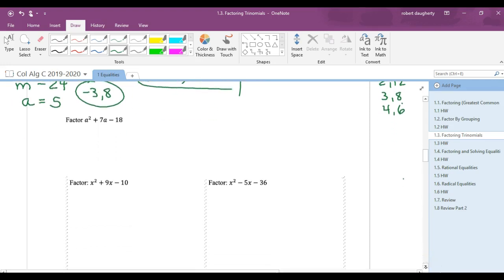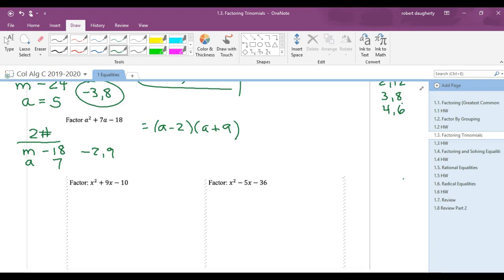Here, I need two numbers that multiply to give me what? Negative 18, and add to give me 7. What numbers can do that? Yeah, so negative 2 and positive 9. Those numbers multiply to negative 18 and they add to 7. So what's the answer here? Yeah, a minus 2, a plus 9. The variable here is a, not x. That's the change there.